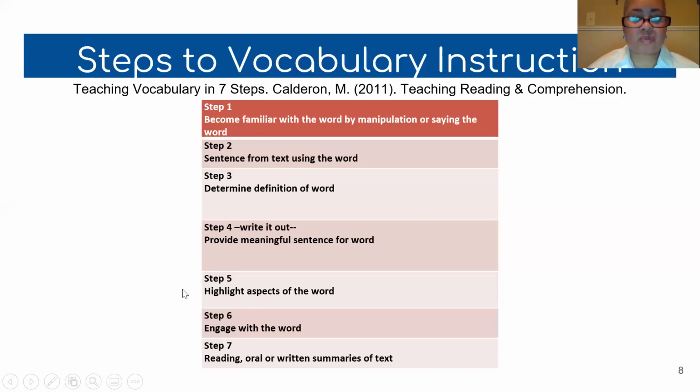Some aspects of the word. Are there prefixes and suffixes attached to the word? That affects the meaning of the word. Engage the word. Is there a song, a video, a poem where the word is embedded? And reading or written summaries in text. Again, seeing the word within text to extract the meaning of the word.